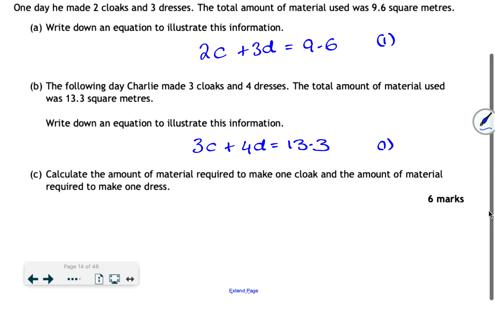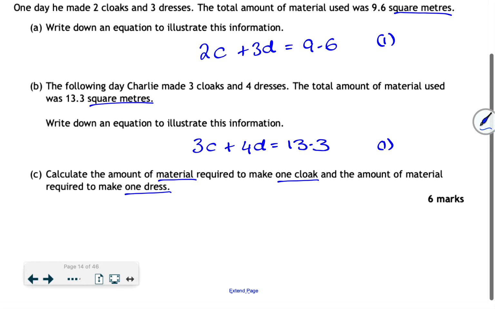So it says calculate the amount of material required to make one cloak and one dress. And it's the amount of material, and we're talking about the material in terms of their square meterage. So it's the area that's used. Please make sure you pay attention to the units that's required. Sometimes it would ask you for a weight, it could be an amount of money. This time it's an area that's getting used, so please just pay attention to that.